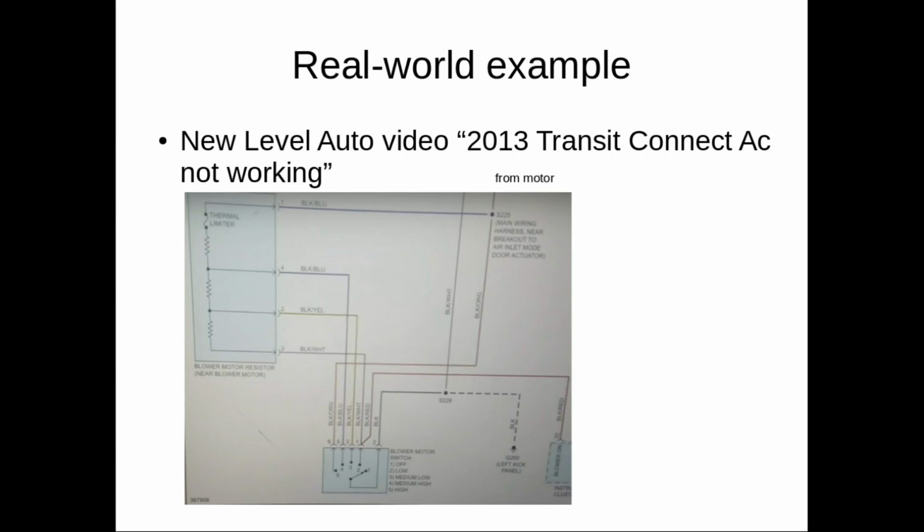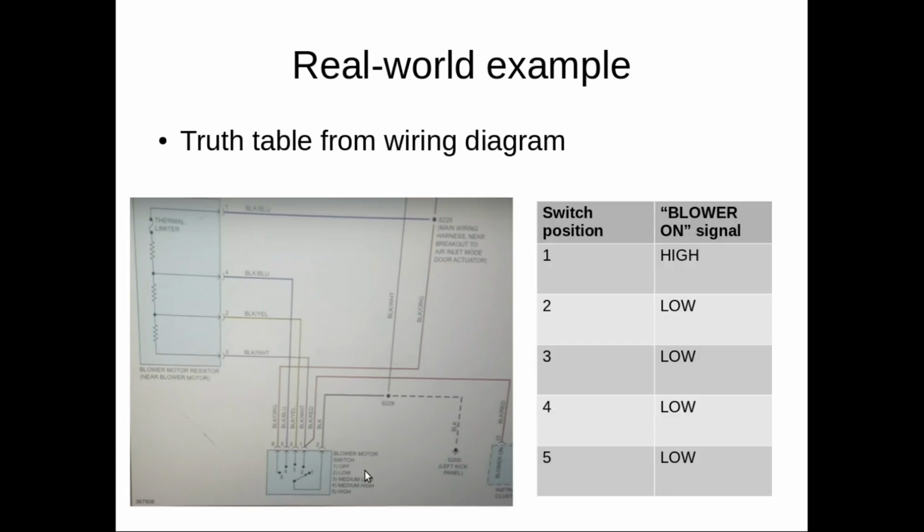However, when he's doing it live, it's sometimes hard to follow the train of his thought. And so what we are going to try to do right now is to go step by step through the same diagnosis using truth tables. Of course, given a wiring diagram, the first thing that we need to do is to construct a truth table.